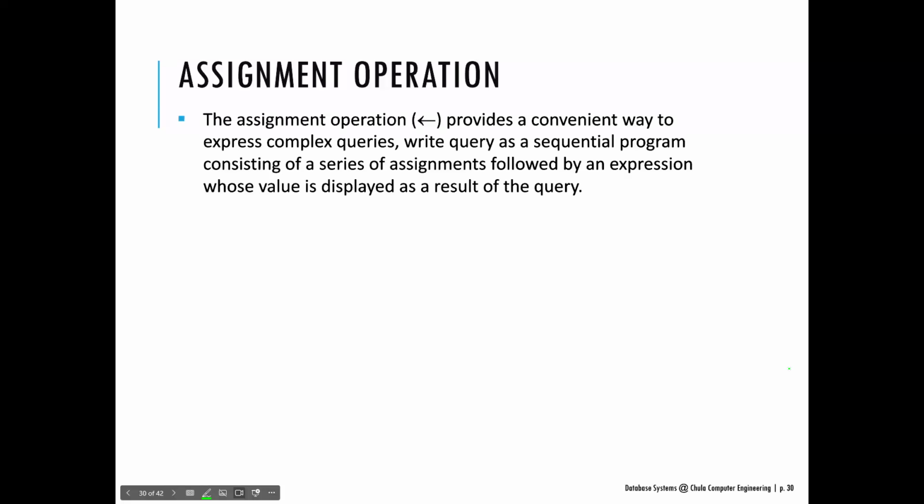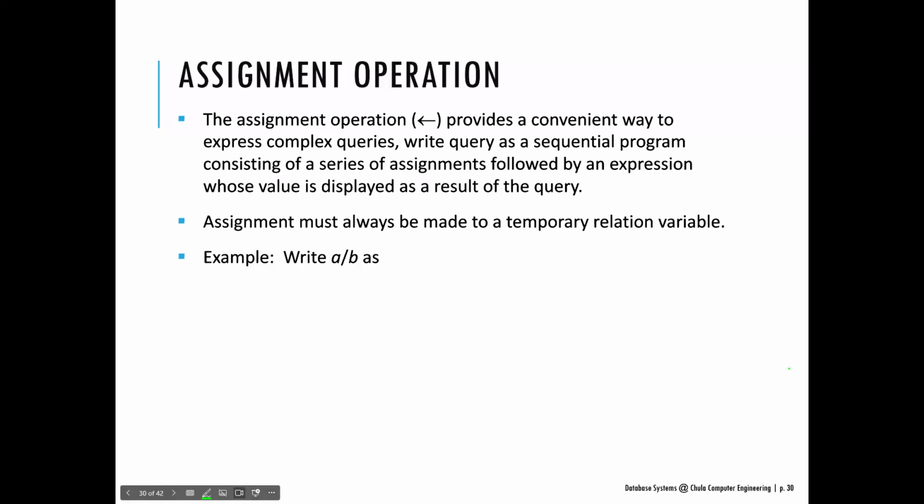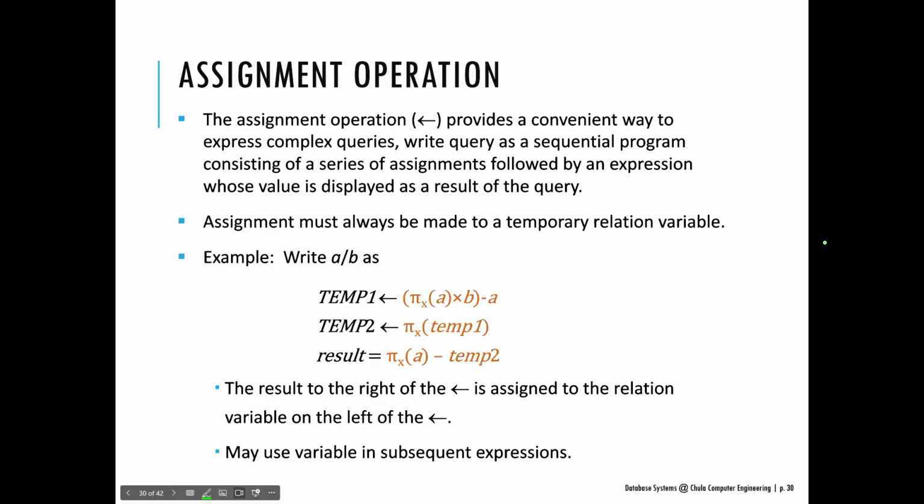And the next one is called the assignment operation. For the assignment operation, you want to create temporary results in a relation because you want to use them later on, then this assignment operation would be very useful. Let's see how it works. All right. For example, here I said that, okay, I want to write A minus A divided by B. So what I do is that I take this expression and I say assign it to term 1.